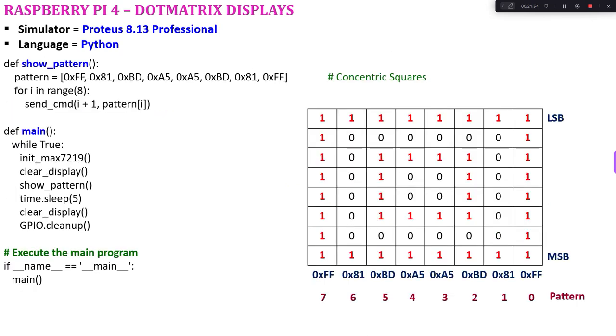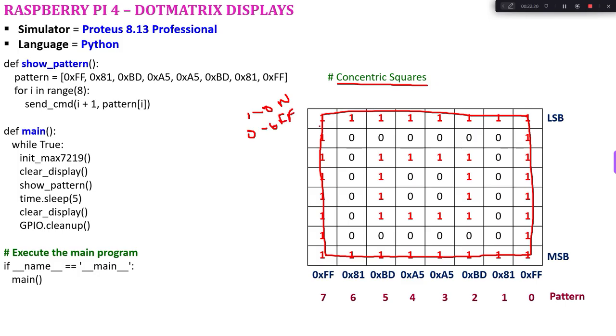Next, we are going to write a function for displaying a pattern. As I said, I am going to display concentric squares. Concentric squares in the sense, this is an 8 by 8 matrix. Wherever I have 1, the corresponding LED is going to be on. 1 means on, 0 represents off. So you can see that the outer LEDs are going to be on. Same way, there is another square where I have LEDs to be on. So 2 concentric squares I am going to generate.